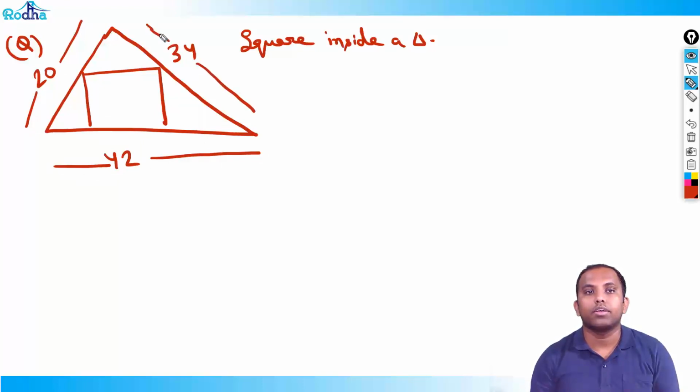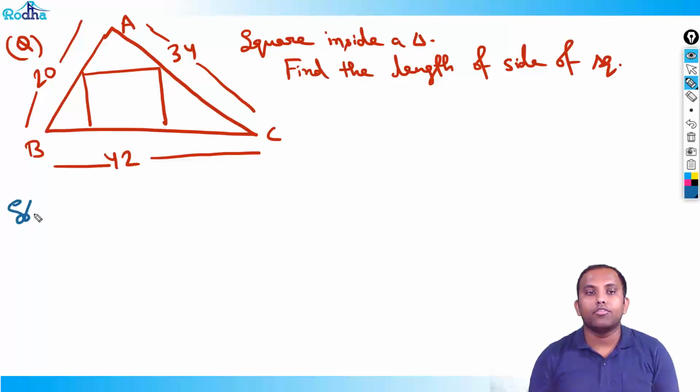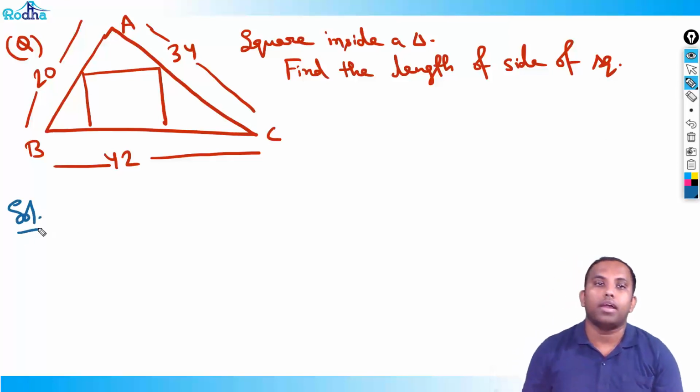This whole side, A, B, C. Fine. So the question is, find the length of the side of a square. Side of a square, right? Again, a super question which can be solved by similarity in a very easy way, right? Just try and understand this, right? It's a super application of similarity.